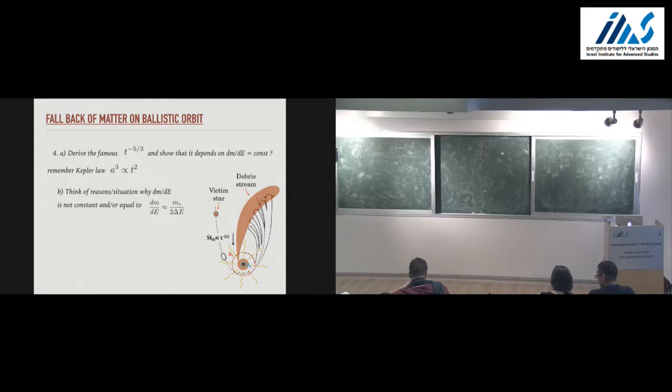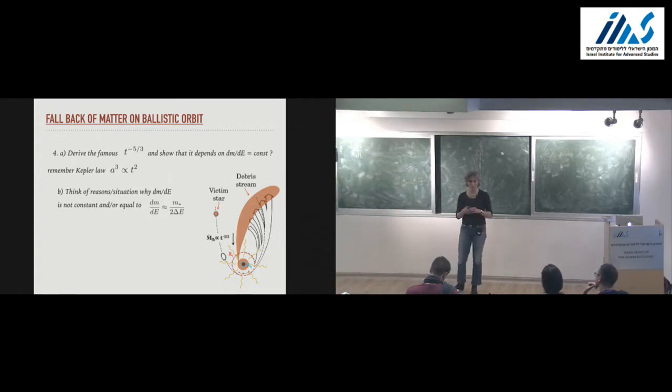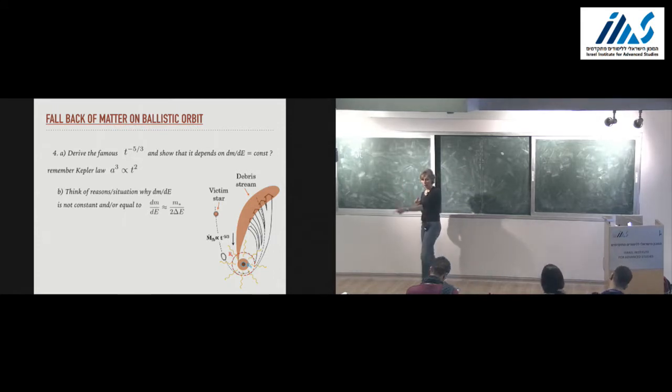Use the chain rule. dM over dt equals... So, just a clue, you want to use what is called the chain rule, because you know how the energy and the period are related. They are moving on ellipses, right?